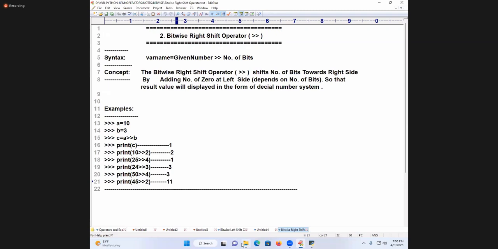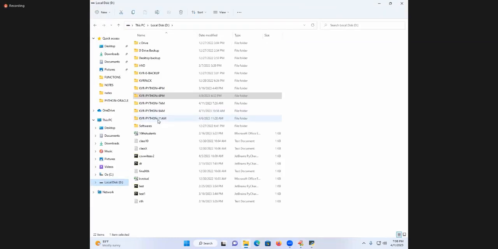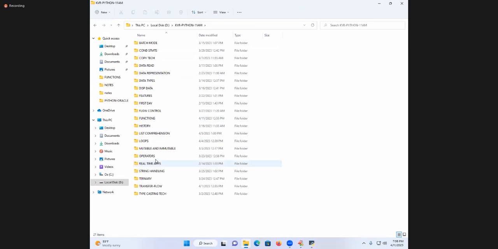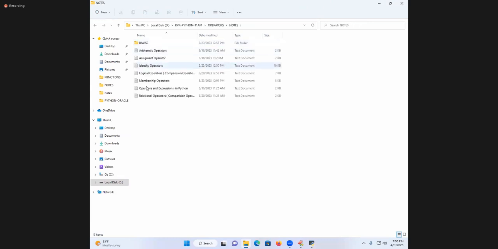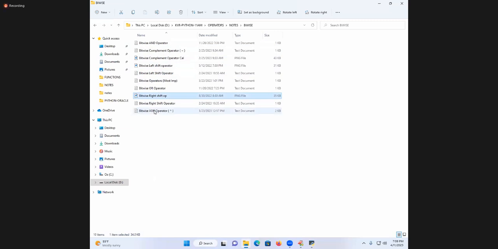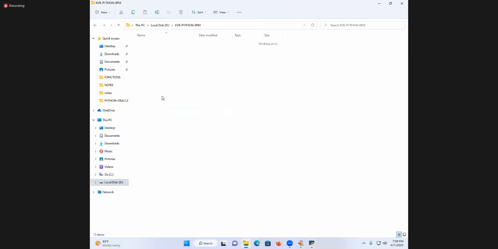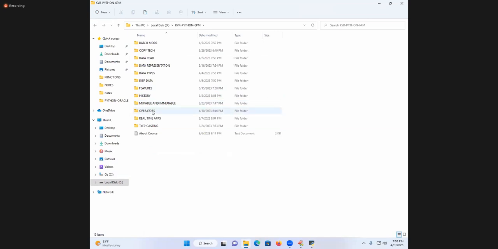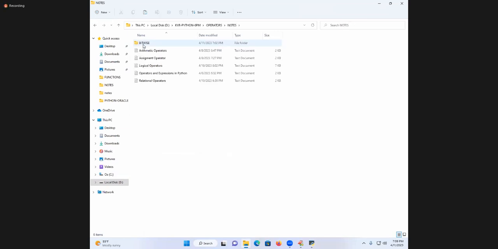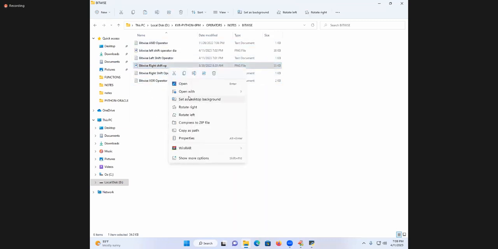This is which operator? Right shift operator. Let me show you the diagrammatic format also. What is this operator now? Bitwise right shift operator. Try to follow me. I'll take operators here, and here I am going to take it. The right shift operator diagram uses the same diagram as the previous one I wrote.